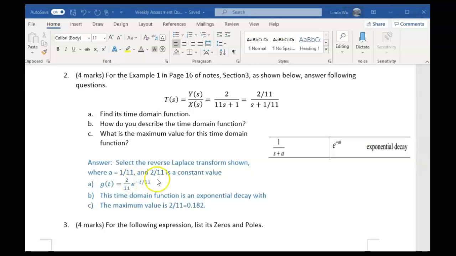So this whole function is also exponential decaying, with the maximum value being 2 divided by 11. That's because e to the power negative t divided by 11, once t equals 0, is e to the power 0, which is 1. And then e to the power of a negative value will continue to decrease. If t is large enough, this term will go to 0. Once this one goes to 0, the whole thing will go to 0.